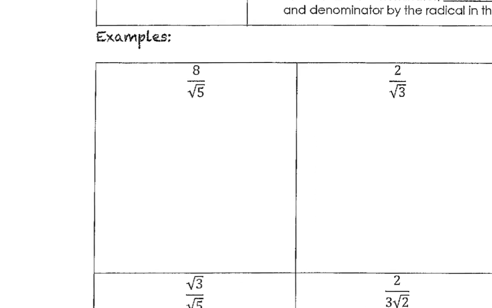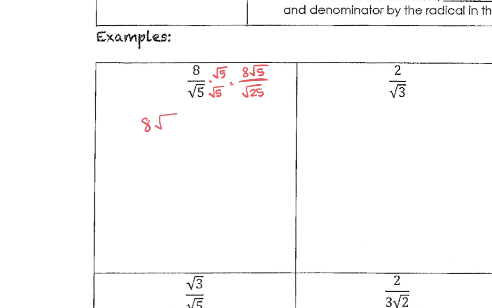Something is not simplified completely if there is a radical in the denominator. So for this instance, we're going to have to multiply both the numerator and the denominator by radical 5. That gives us 8 radical 5 in the numerator, radical 25 in the denominator. And then we need to simplify.